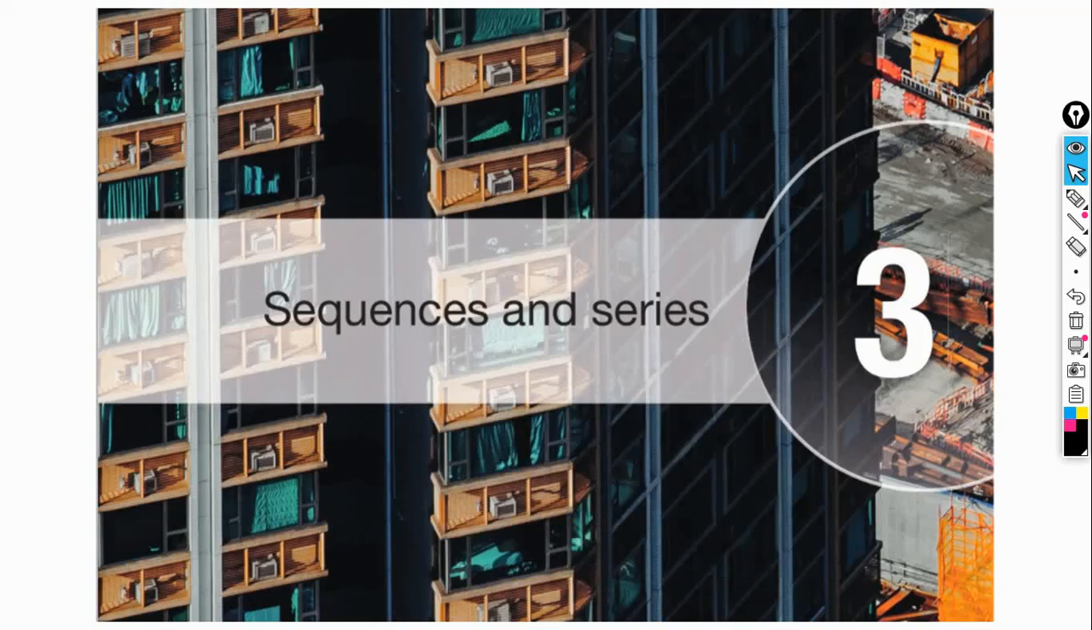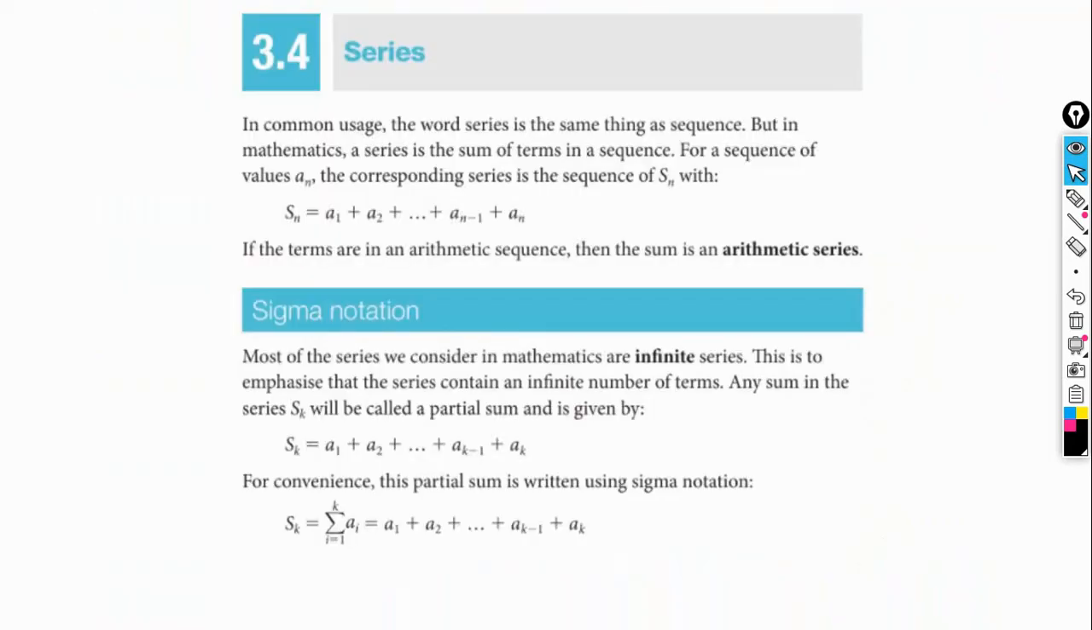Hello everybody. In this video we're going to continue with Chapter 3, Sequences and Series, specifically Section 3.4, Series. In common usage, the word series is the same as sequence, but in mathematics, a series is the sum of terms in a sequence. So for a sequence of values a sub n, the corresponding series is the sequence of S of n, with the sum being equal to the first term plus the second term all the way to the last term. If the terms are an arithmetic sequence, then the sum is an arithmetic series.